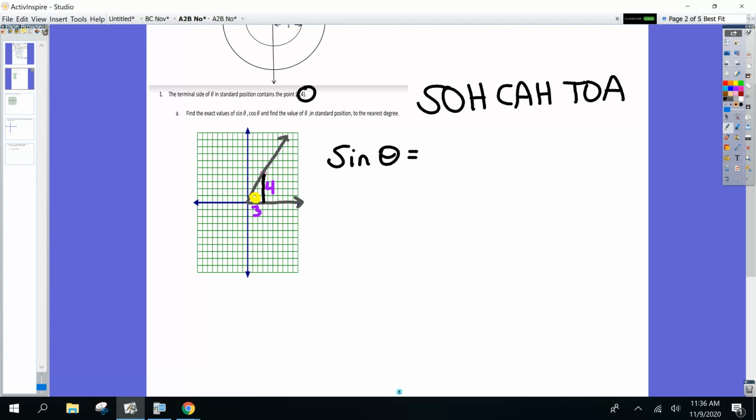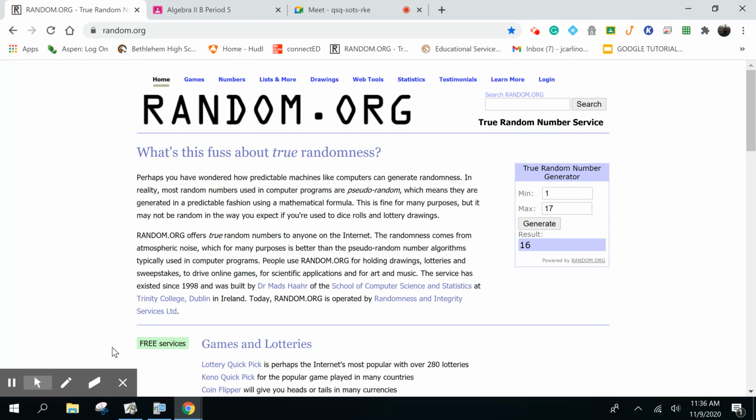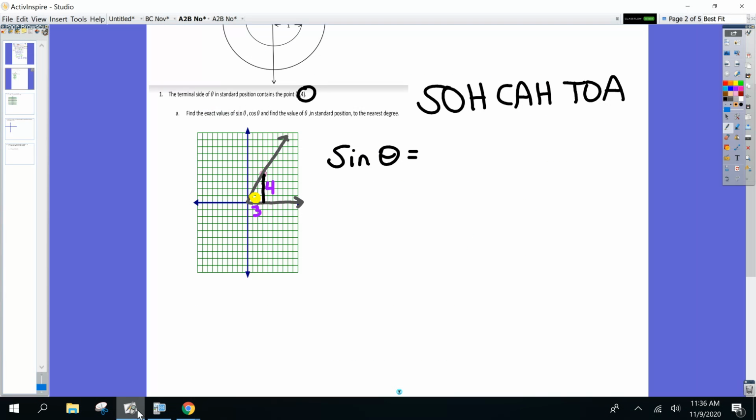All right, let's talk about finding sine now. Sine of that angle. Everyone look at SOHCAHTOA. What is sine equal to as far as SOHCAHTOA goes? Sophia, what's sine equal to if I use SOHCAHTOA?